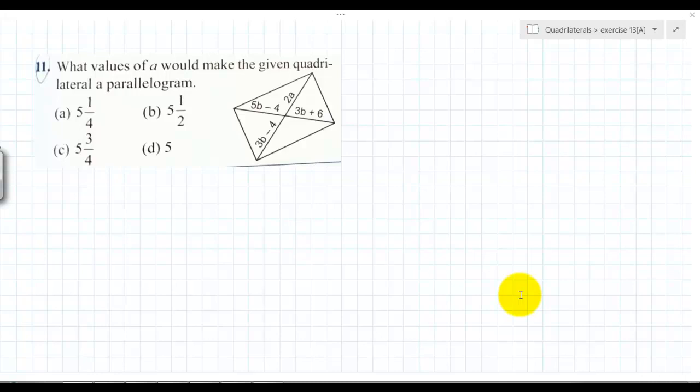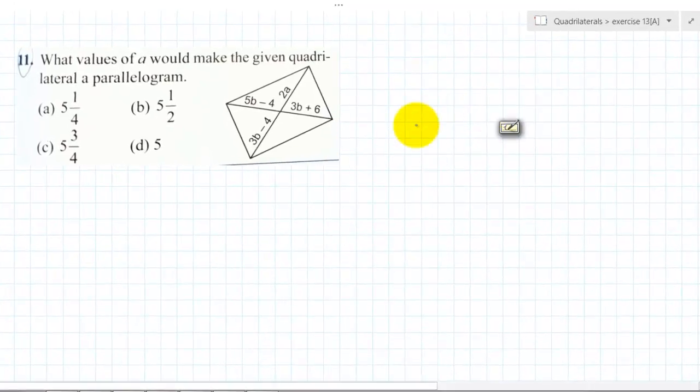Welcome. In this video we are going to discuss the remaining problems of exercise number 13a. These problems are based on parallelograms and quadrilaterals. So the 11th problem is like this: what value of a would make the given quadrilateral a parallelogram. So this is the parallelogram given. So what value of a will make the quadrilateral a parallelogram?